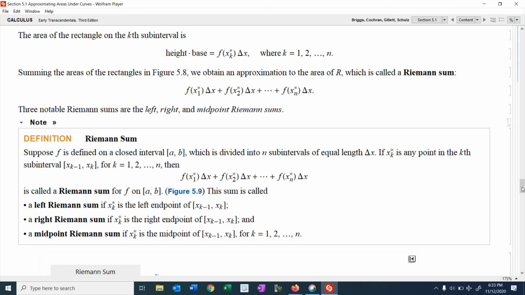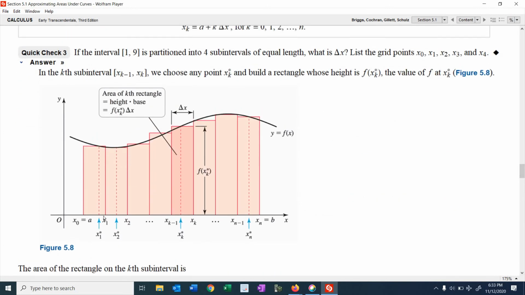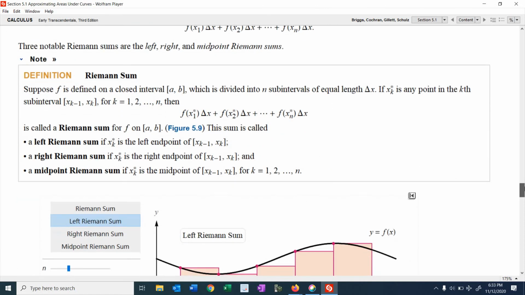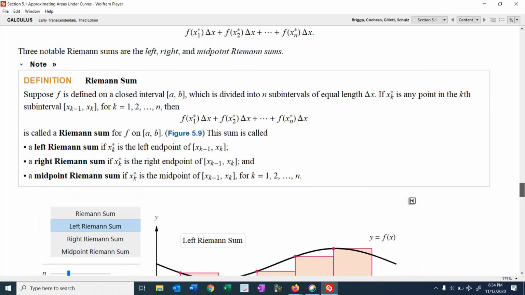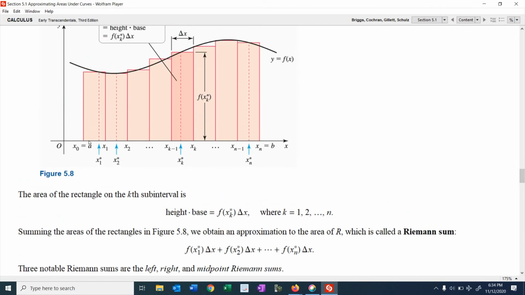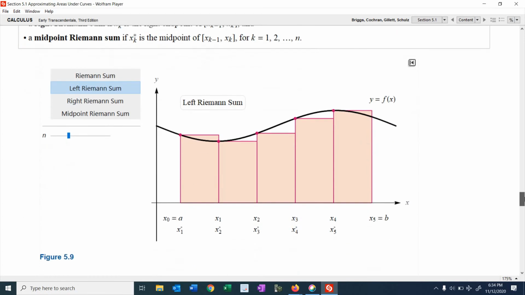If you always pick the right endpoint in the subinterval, so in this case you would be picking x1, in this one you'd be picking x2, right? If you always pick the right endpoint in the subinterval to determine the height of the rectangle, then that's called a right Riemann sum. Then another common way of doing this is to pick the midpoint of the subinterval for your x star value. And if you pick the midpoint every time to determine the height, then that's known as a midpoint Riemann sum.